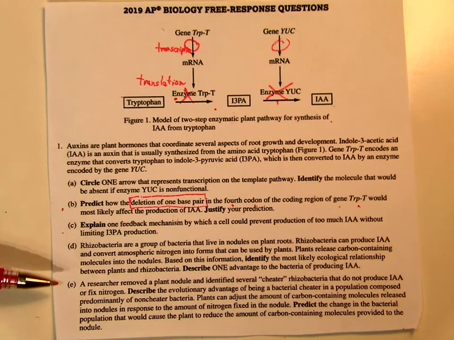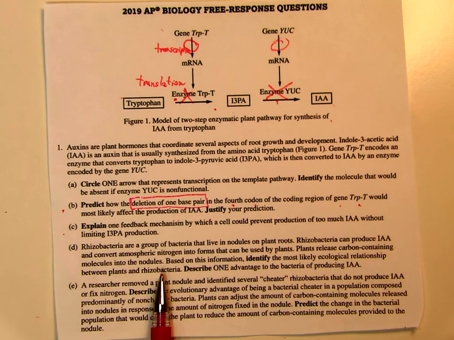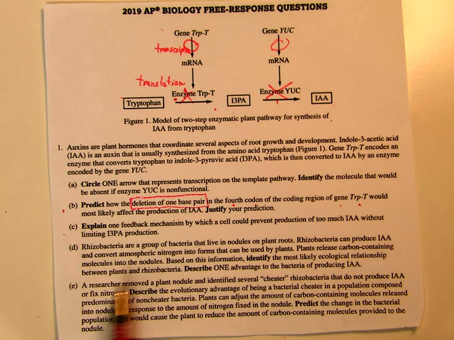Now, parts D and E really have to do with ecology, so we're not going to go into a ton of detail on those, but let's take a look at these really quickly. Rhizobacteria are a group of bacteria that live in nodules on plant roots. Rhizobacteria can produce IAA and convert atmospheric nitrogen into forms that can be used by plants. Plants release carbon-containing molecules into the nodules. Identify the most likely ecological relationship between plants and rhizobacteria.